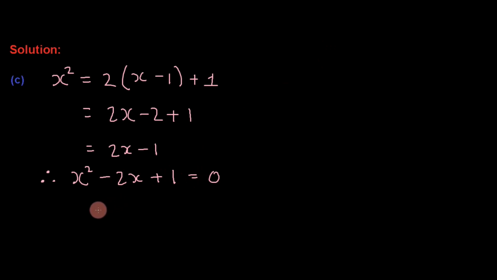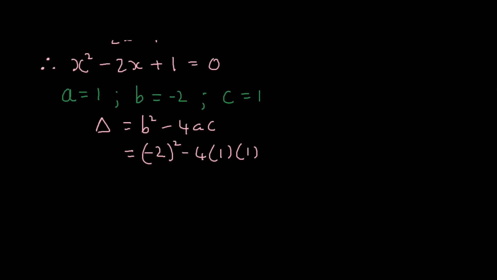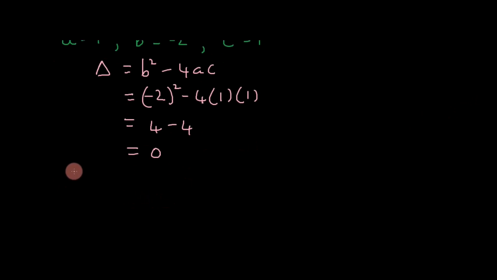Now we can write down the values of a, b, and c. So a is 1, b is negative 2, and c, of course, is 1. So then finding delta, it's going to be negative 2 squared minus 4 times 1 times 1. And this, of course, is 4 minus 4, which is 0. So delta is 0.